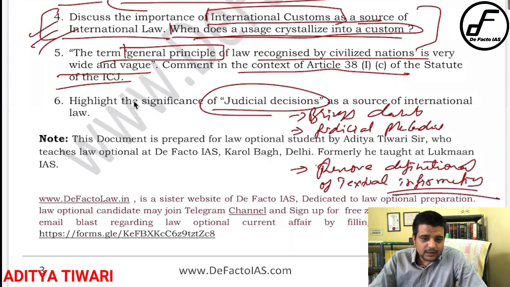Thank you. Okay Akanksha, fourth question we have to write the concept. Yes, the opinio juris concept will come in the second part of that.